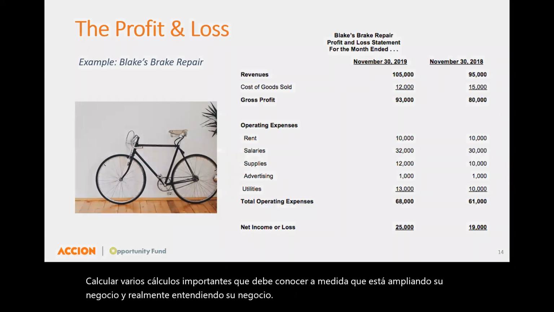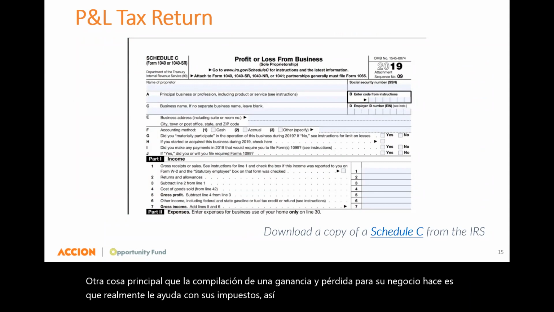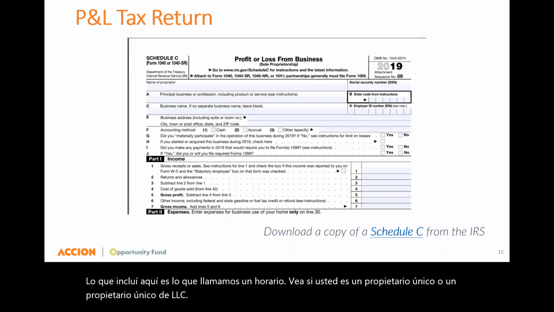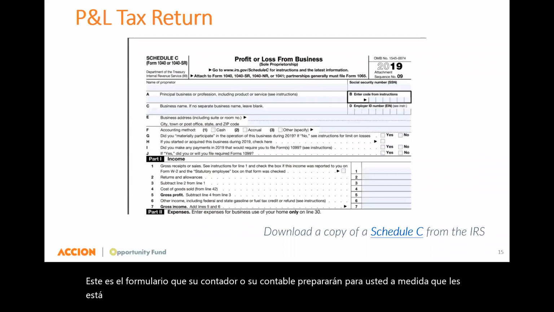One other main thing that compiling a profit and loss for your business does is that it really helps you with your taxes as well at the end of the year. What I included here is what we call a Schedule C. If you are a sole proprietor or an LLC sole proprietor, this is the form that your accountant or your bookkeeper will prepare for you as you're giving them all of the receipts, all that information that they need in order for them to do their job, right?